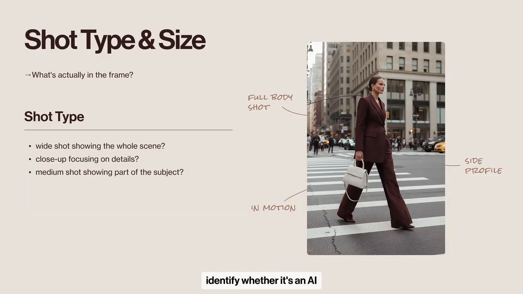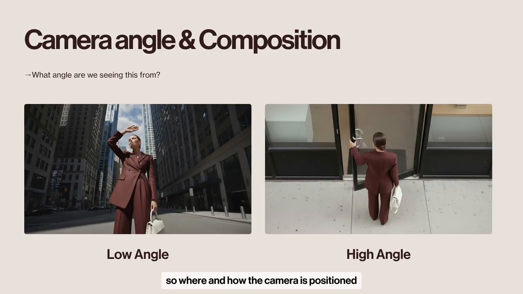For the shot types, identify whether it's an AI-generated shot or actual camera footage. Determine if it's a wide shot showing the whole scene or a close-up focusing on details. Consider your A-roll to B-roll ratio and what insert shots might be needed to make your storyline understandable. Decide on the camera angle, so where and how the camera is positioned. Are we looking straight on, from above, from below? Each angle evokes different feelings, as you learned previously. The angle you choose shapes how the audience perceives the subject and moment.